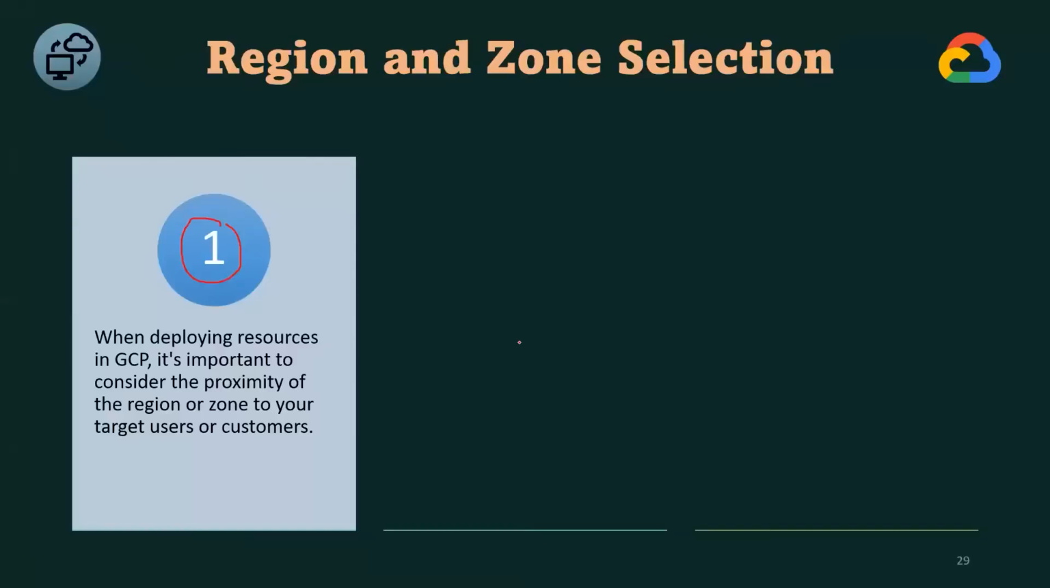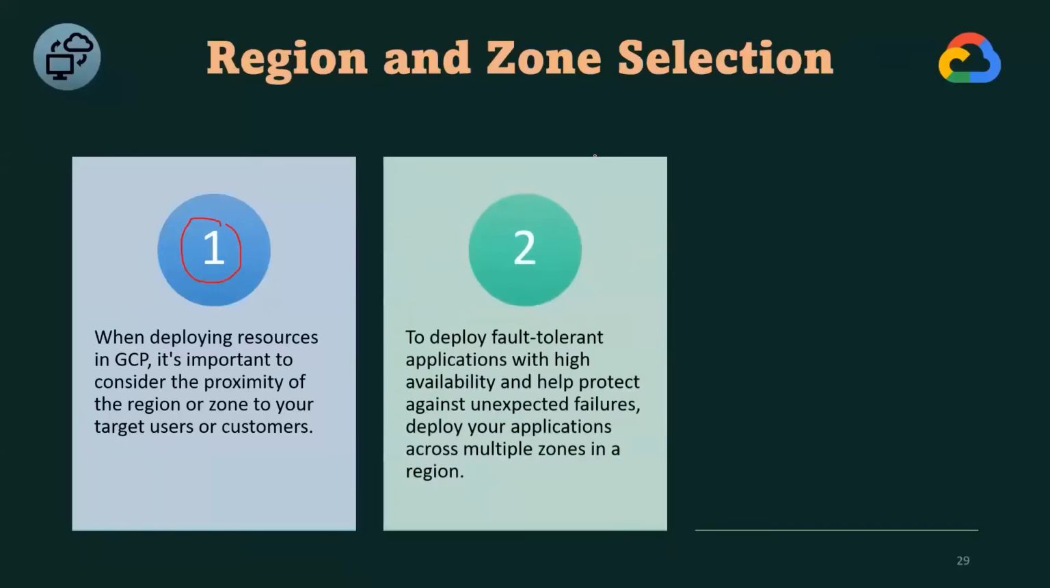And the next point, look at the second point. To deploy fault tolerant applications with high availability and help protect against unexpected failures, deploy your applications across multiple zones in a region.